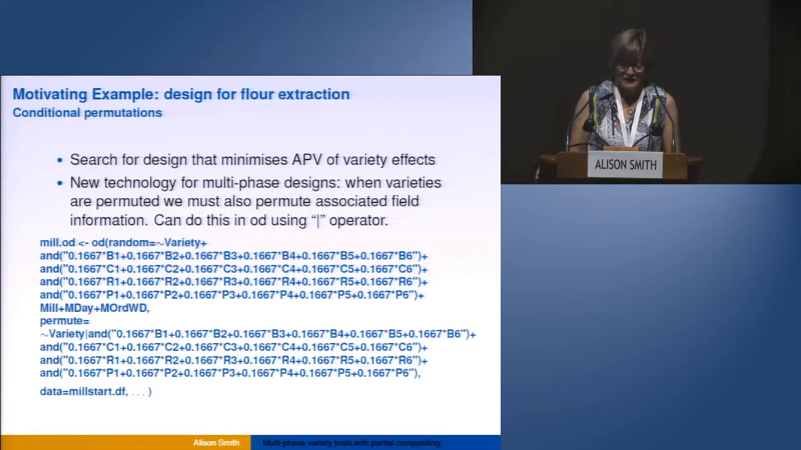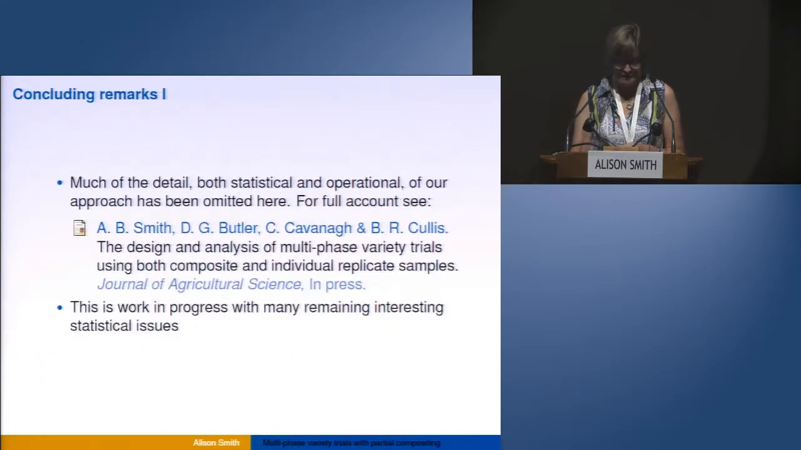Okay, finally, we get to search for the design, and this is a new syntax within OD, and it's incredibly clever because we can actually optimise for varieties, whereas in previous things we would have optimised for the things that we were replicating in the second phase. We can actually get at the varieties themselves, but a key thing is we need to carry through, as we permute the varieties, there's a whole lot of plot information that has to be permuted as well, and this pipe operator allows you to do that. Okay, it's not running too badly.